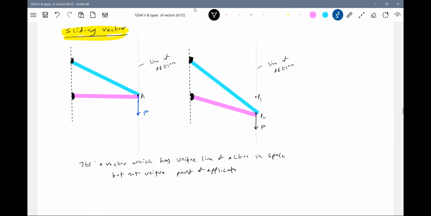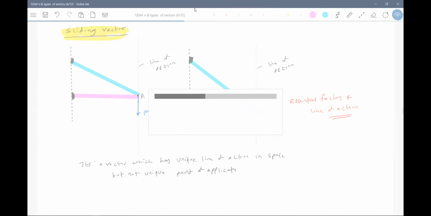So what are the features of a sliding vector? Essentially magnitude, direction and line of action. Okay, these things are needed here. There are also free vectors: to define a free vector, you need only the essential factor. For a bound vector, you need the essential factor and the point of application. Then the sliding vector needs the essential factor and line of action. These are the different types of vectors I just introduced.